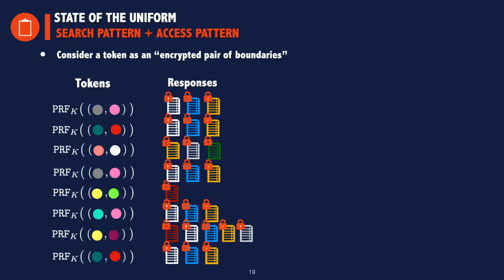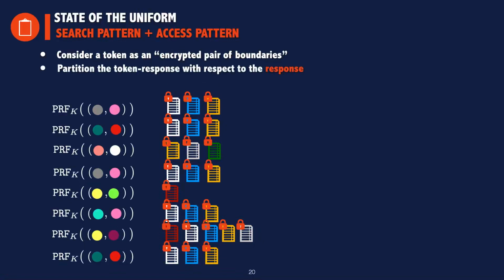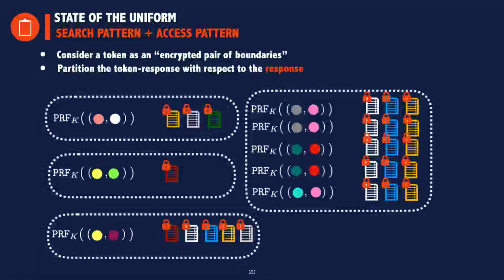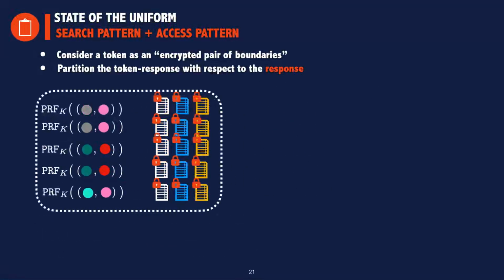On the left-hand side, you see a series of tokens where each of them is the output of a keyed pseudorandom function that takes a pair of values as an input for the range. On the right-hand side, you see the corresponding encrypted records that are returned for each of the queries. As a next step, we partition the observed token-response pairs into multisets, and each of them contains the tokens that have the same response. The end result looks as follows. We will focus on this set.